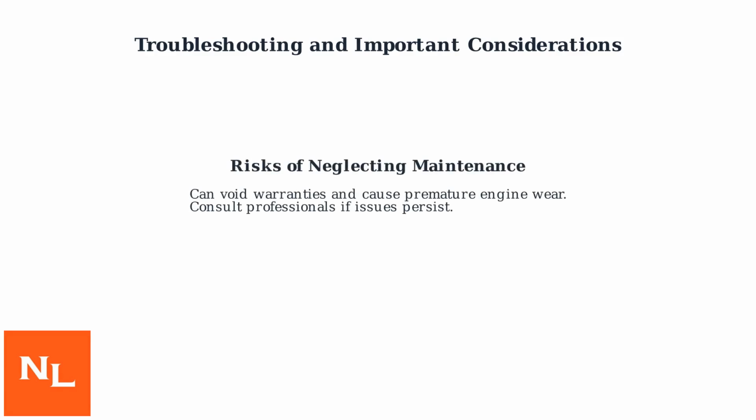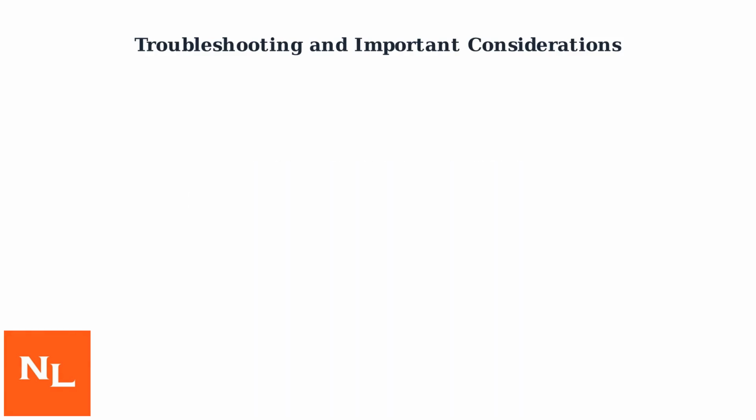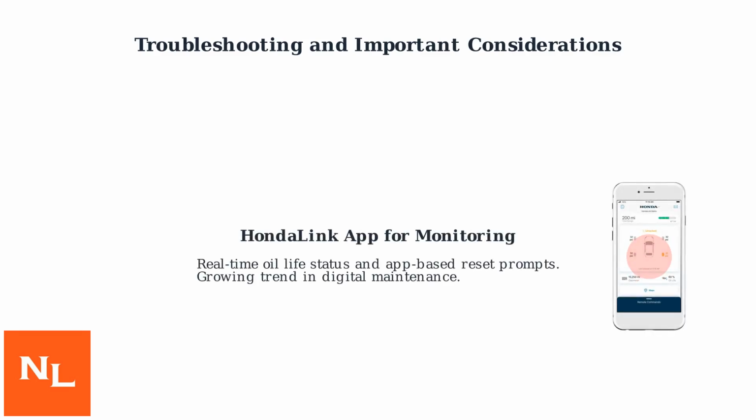Neglecting proper maintenance and resets can void warranties and lead to premature engine wear. Consult official Honda resources or professionals if problems persist. Stay informed via the Honda Link app for real-time oil life status and potential app-based reset prompts, a growing trend in digital automotive maintenance.